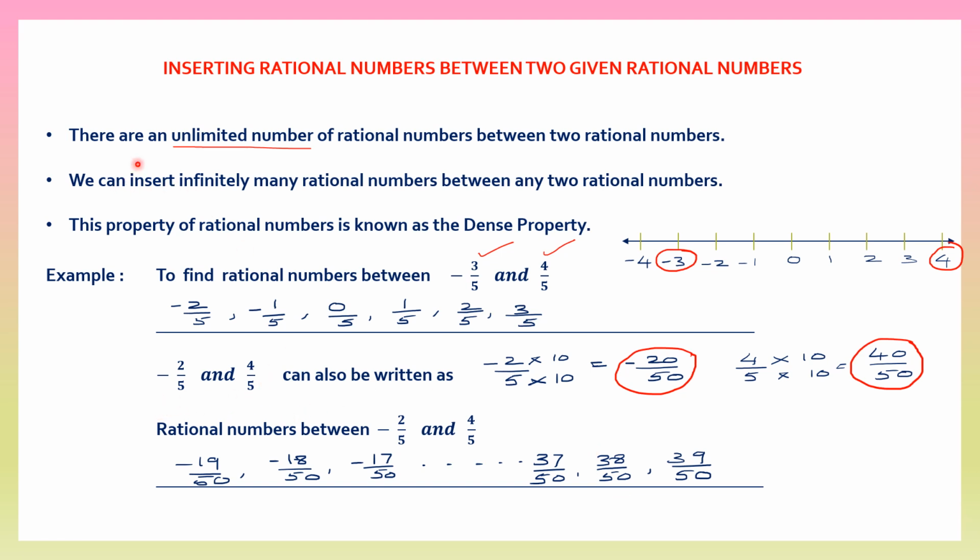So like we said, there are an unlimited number of rational numbers between two rational numbers. Now to find rational numbers between two rational numbers, there are different ways of doing it and we have explored the different ways in all the other questions as we do it in this exercise, and you can choose the one that has been taught to you in your school.